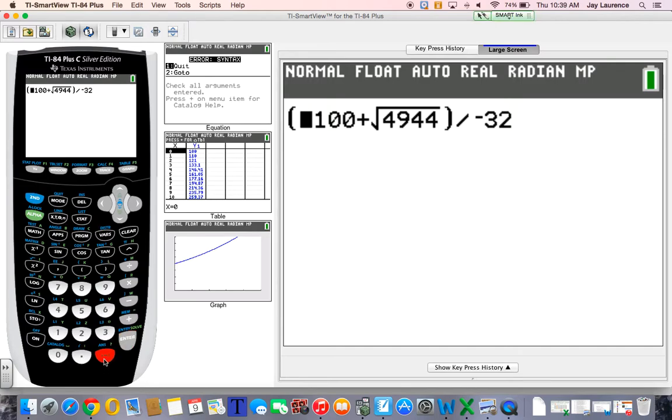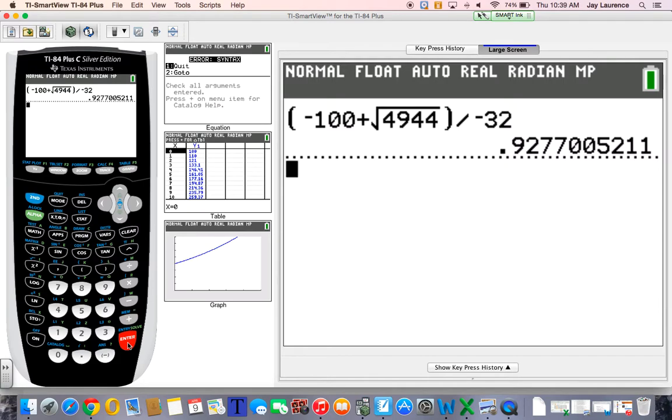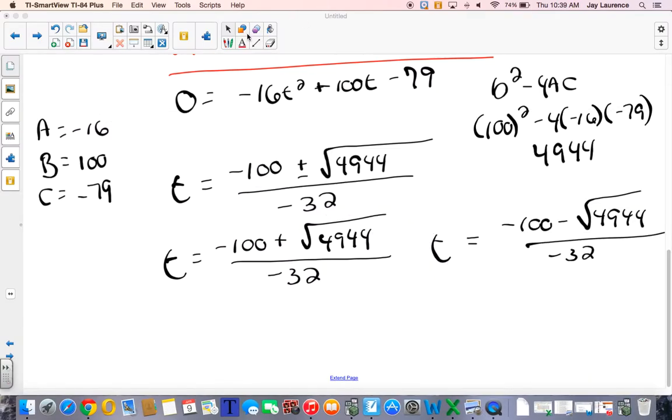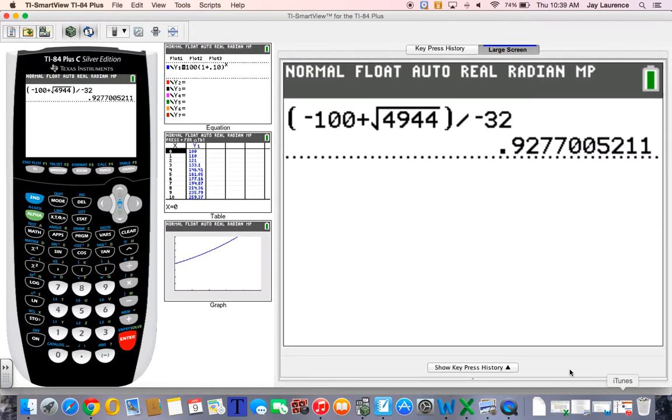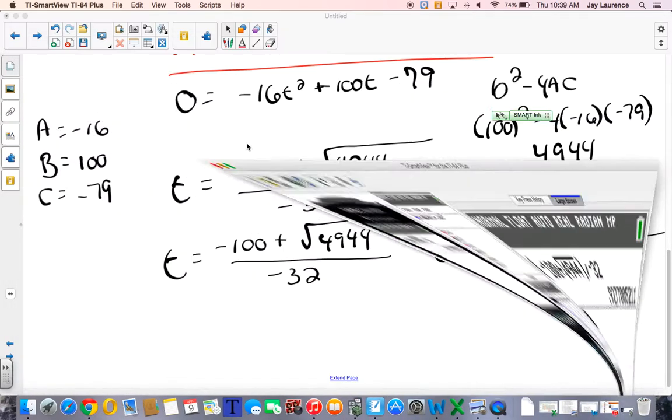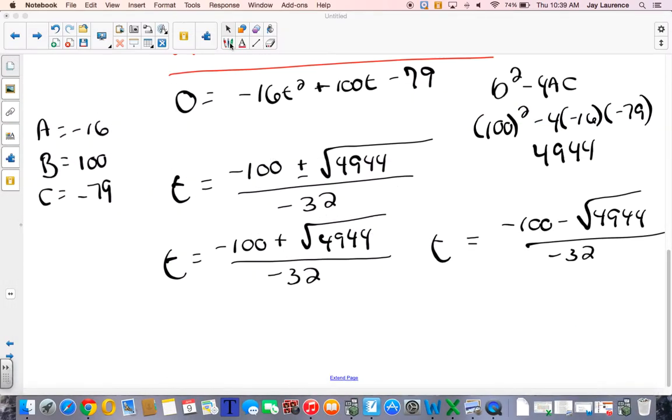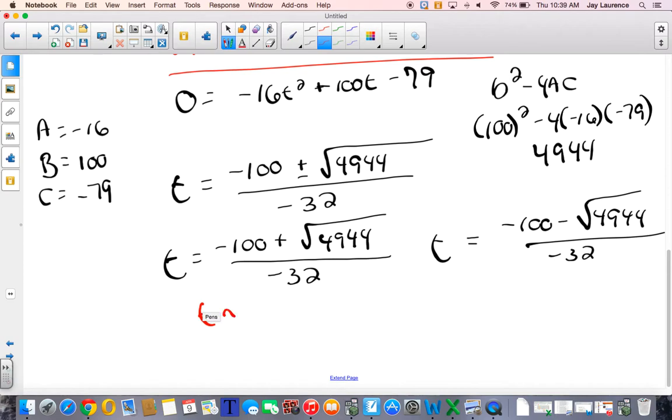Yep, there it is again. Didn't like that negative. Okay, now it should work. There we go. So it'll reach the height of 84 feet in about, what was it, 92 hundredths of a second? 93 hundredths if I round that. Okay, so t will be approximately equal to 93 hundredths seconds.